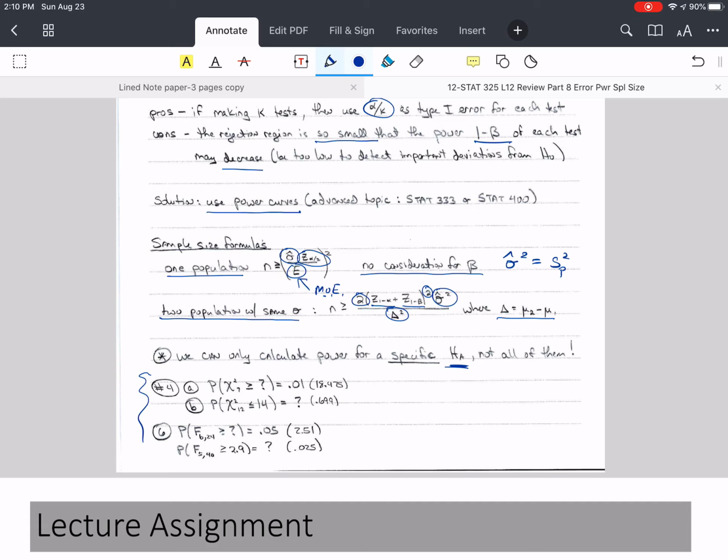Okay, some of you had me for Stat 222 last year or Stat 302. You know how to do this. So I put the answers in parentheses.